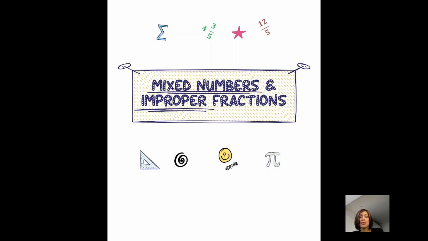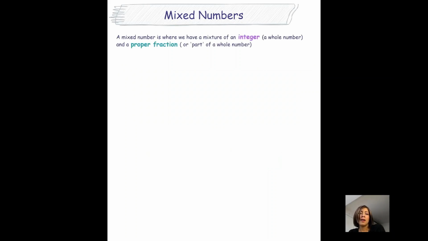Mixed numbers and improper fractions. So, mixed numbers we'll start with. A mixed number is where we have a mixture of an integer, which is a whole number, and a proper fraction, or part of a whole number. So here we have 2 1/3 as an example. The 2 is the integer, which is the whole number. And the 1/3 is the fraction, the proper fraction, which is the part of the whole number. And you can see we have 2 1/3.